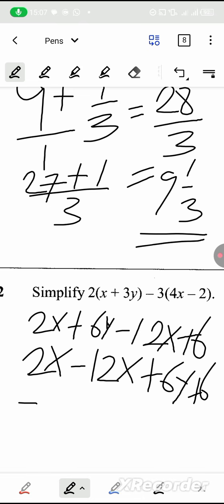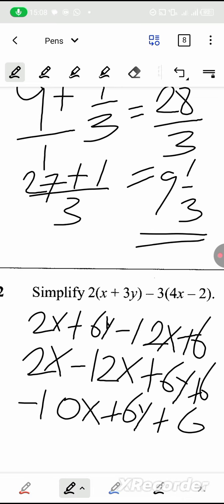The answer will be negative 10x. Negative 10x. Then plus 6y. Then plus 6. So where we have reached, we cannot simplify further because we have no like terms. So this will be our final answer. Okay, so let's go to question number 3.